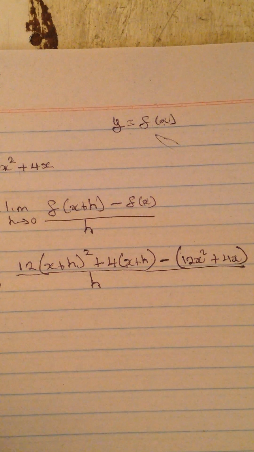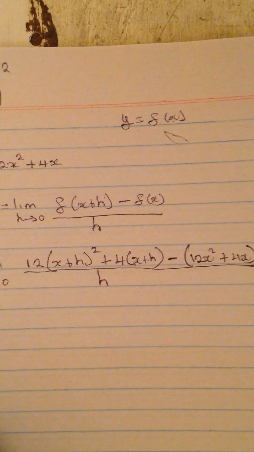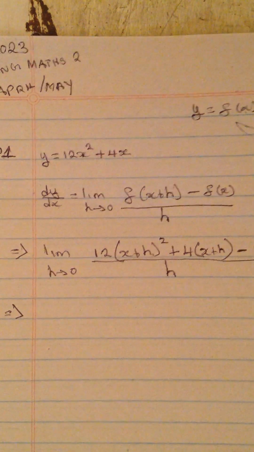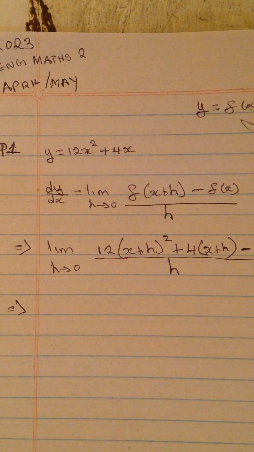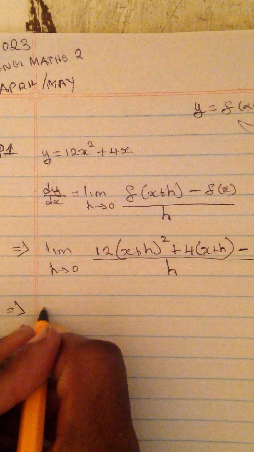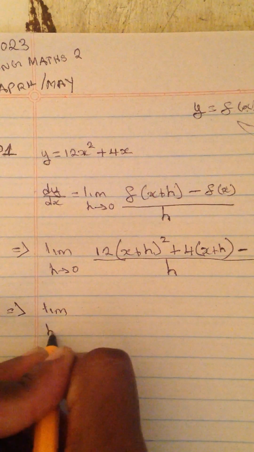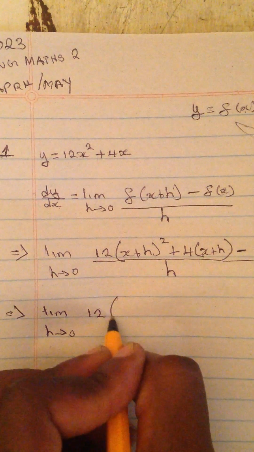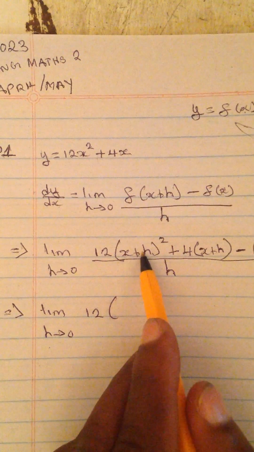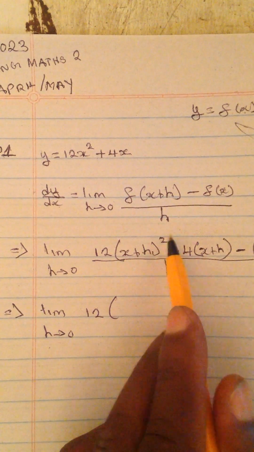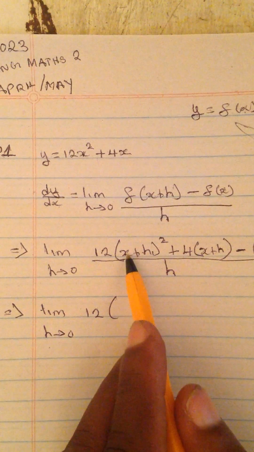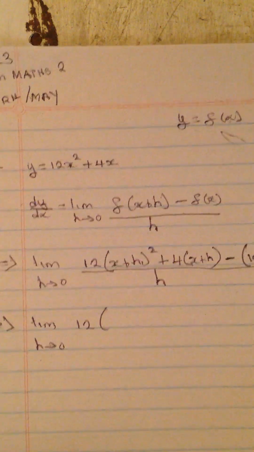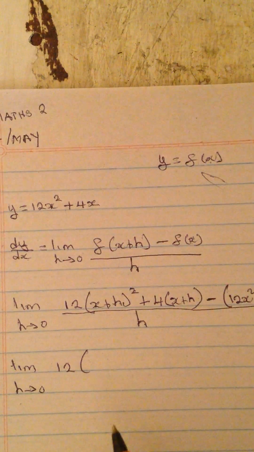Once you reach this stage, you proceed. The next stage, we try by all means to expand. So you have your limit as h approaches 0. You have your 12 here, open bracket. What is x plus h squared? They're telling us to multiply x plus h how many times? Two times. So here we can multiply x plus h two times.